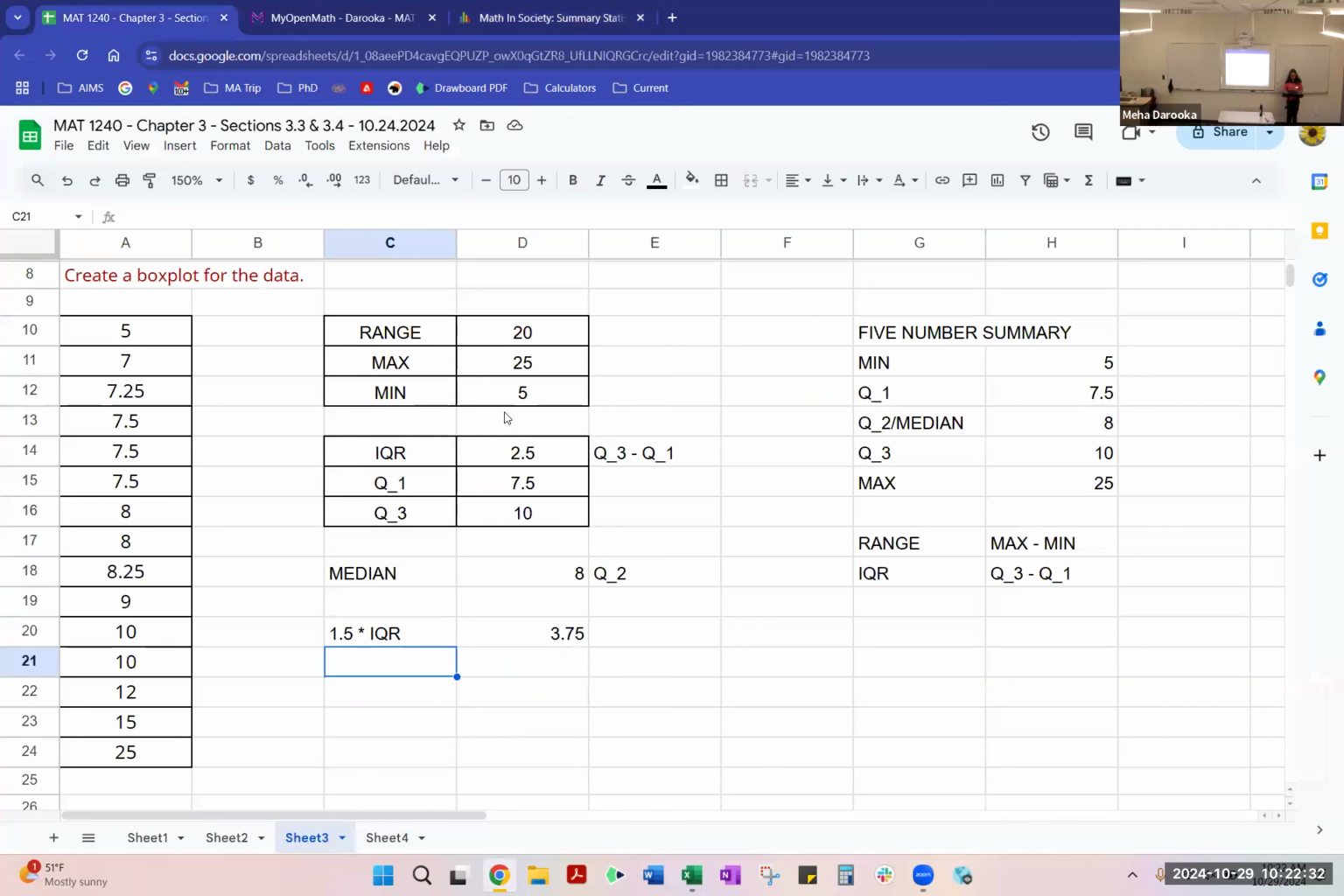So that's what we're going to do. We are going to take, trying to see how do I want to write it, I guess 1.5 times IQR, and subtracting that. So it's going to be quartile 1 minus this number, and then quartile 3 plus this number.